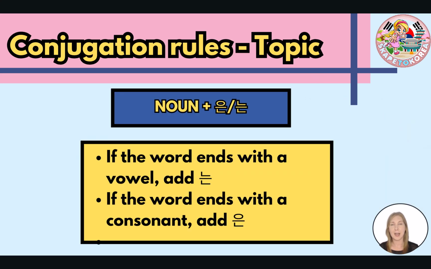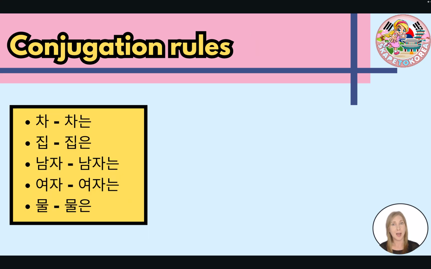So let's have a look at conjugation rules. So for topic marking particle, the formula here is noun plus 은 or 는. If the word ends with a vowel, you add 는, and if the word ends with a consonant, you add 은. For example, 차 is a car. It doesn't have a consonant, it ends in a vowel, so you add 는 and it becomes 차는. 집 is a house or a home, and it does have a consonant, so you add 은, so 집은.